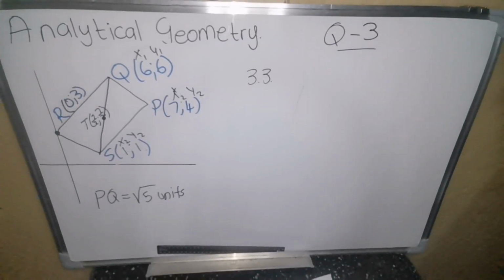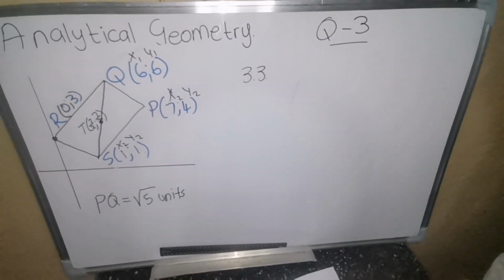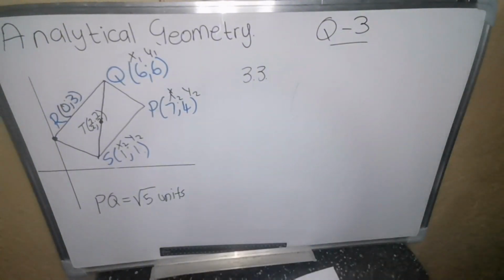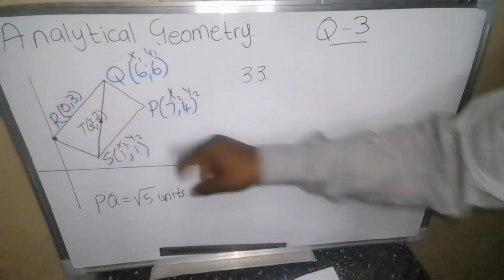3.3 guys, it says that if the coordinates of S are 1 and 1, show that PR is equal to QS. You must show that PR is equal to QS.